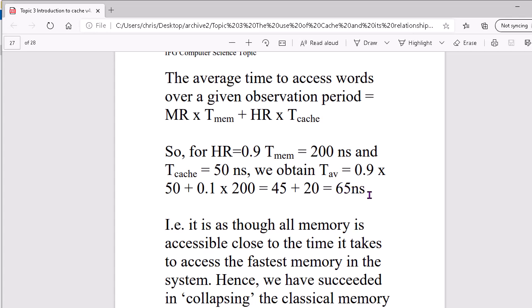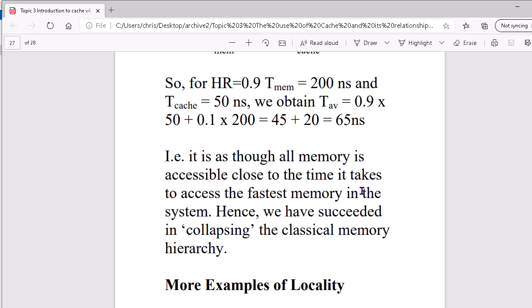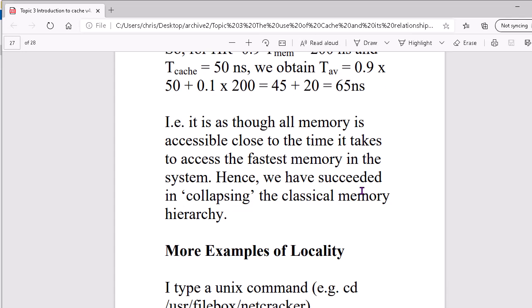So the average time it takes to get something from memory is 65 nanoseconds. And please note, without cache, it's going to take every memory access 200 nanoseconds. That's how long it takes to access main memory. We've got a new average of 65 nanoseconds, which is 135 nanoseconds less. So that's pretty good. It's as though all memory is accessible close to the time it takes to access the fastest memory in the system.